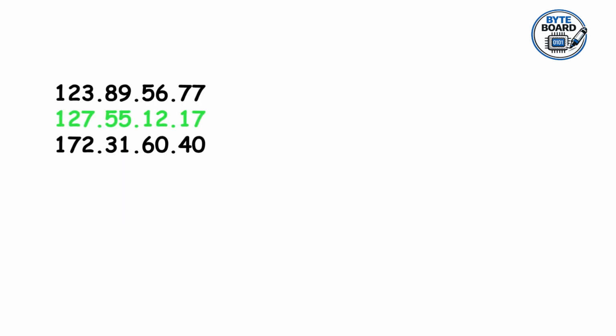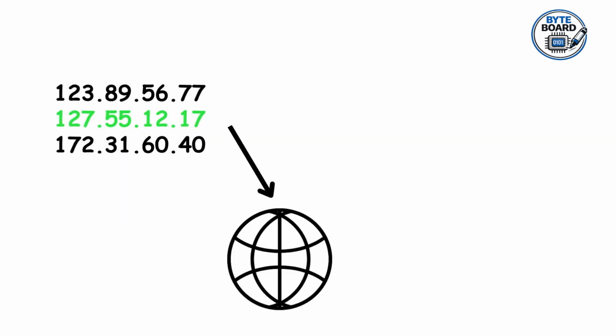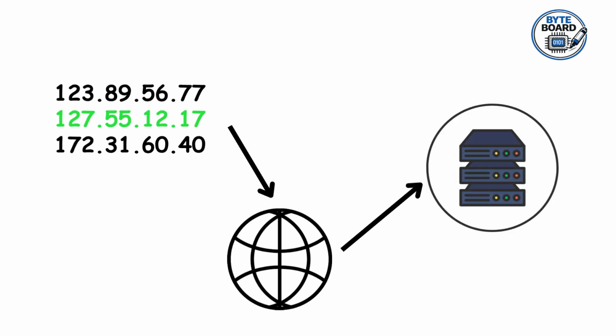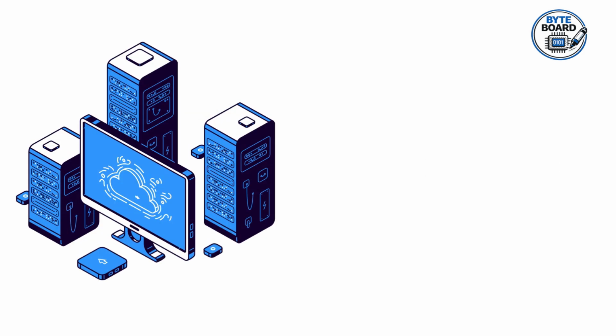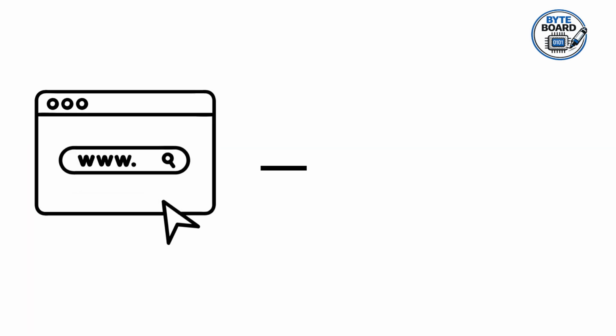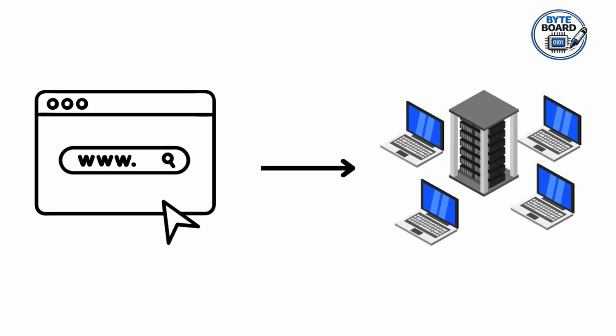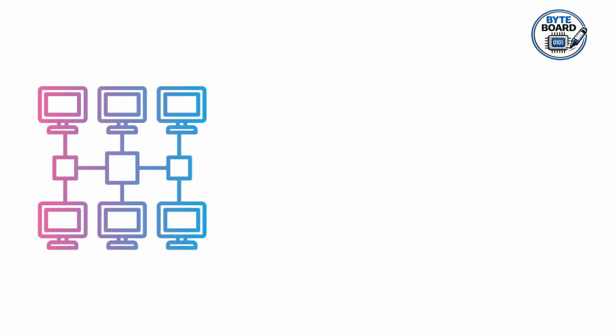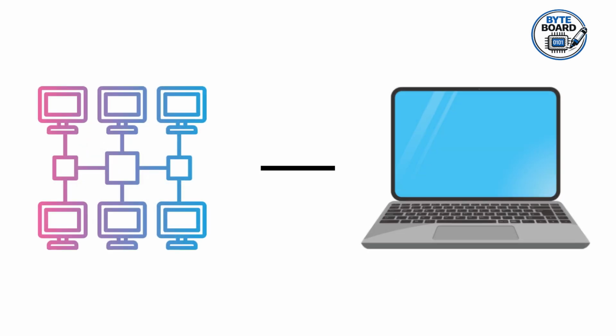After the IP address is found, your request travels through the internet to the website's server. A server is a powerful computer that stores the website's files, images, and data. So if you open a website, your device is basically asking the server, "Please send me this web page." The server receives your request and sends the website data back to your device.